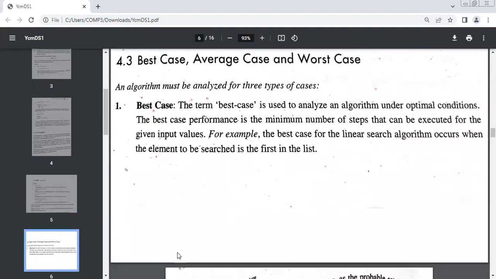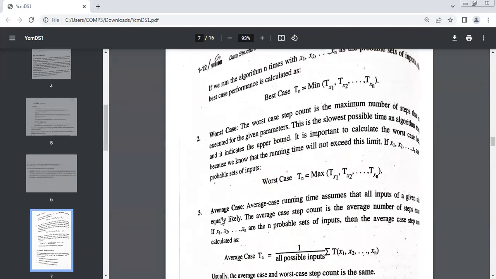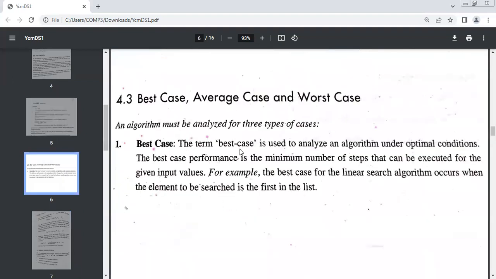Now the next part is the best case, average case and worst case. Okay, an algorithm must be analyzed. Means whatever algorithm we write, we can analyze it in 3 ways. One of the 3 types is the best case, the second one is the worst case, and the third one is the average case. Okay, so what is meant by the best case? The term best case is used to analyze an algorithm under optimal conditions.